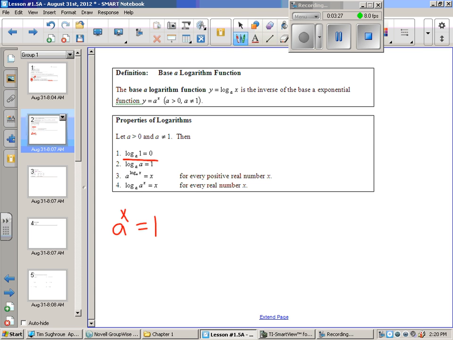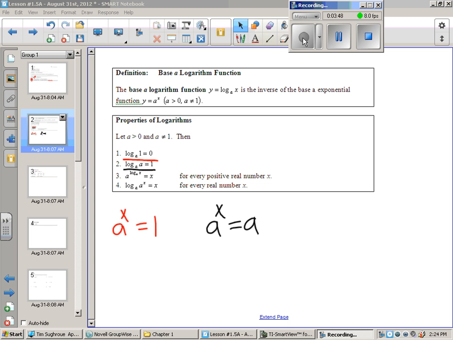Similarly, the log base a of a is always 1. Again, this means if the base is a, what do we have to raise it to in order to get a? a to the first power equals a. That's why log base a of a equals 1.